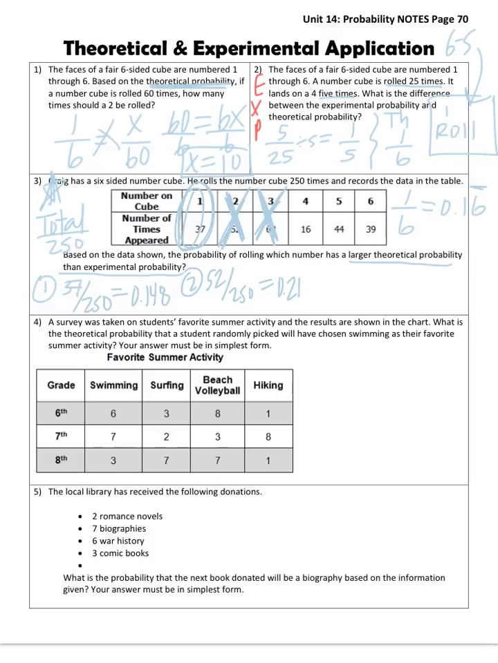If 37 worked, obviously 16 would work. If you check that though, 16 divided by 250 is 0.064. We'll write that one down. Okay, 5 is 44 divided by 250, which is 0.176, doesn't work. And then 6 is 39 out of 250, which is 0.156, so that one works. So now you're going to complete numbers 4 and 5.